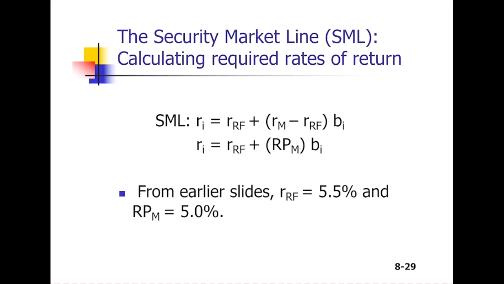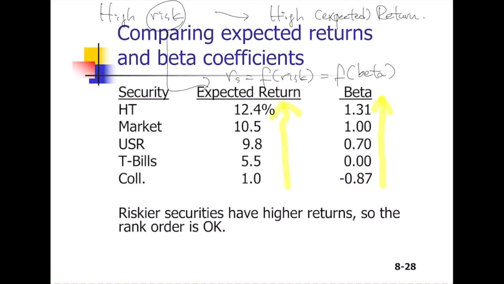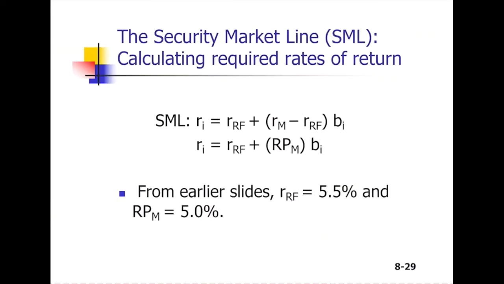And from the earlier slide, the RM subtract risk-free rate is here, right? RM is market portfolio 10.5% and risk-free rate is 5.5%, right? So you input the numbers, 10.5%, this is 5.5%. So finally the market risk premium is here, right? 5%.